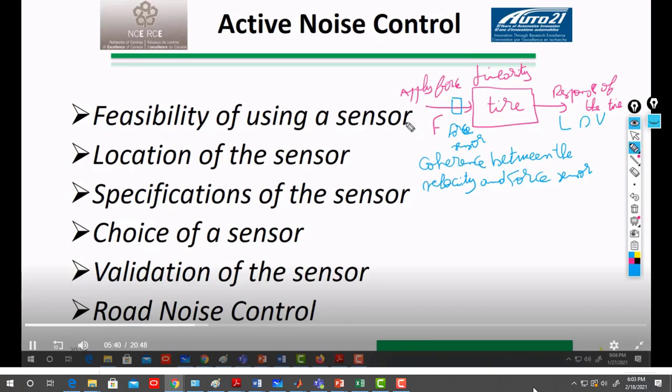Alright, so I have a tire, I apply a force, I look at the response, and if I have a coherence close to 1 between the force measured from the sensor and the velocity measured from the laser vibrometer, if I have a coherence more than or equal to 0.85, 0.9, more than that, then it's considered to be linear to a certain degree. Of course you have a limit of applied force. If you keep varying the applied force, then you can start seeing nonlinearity.